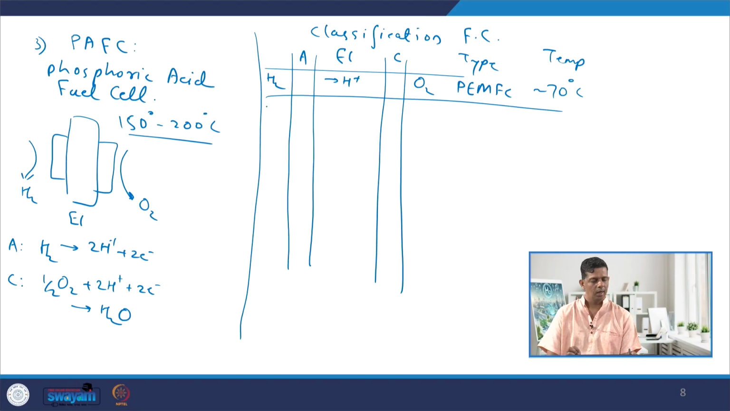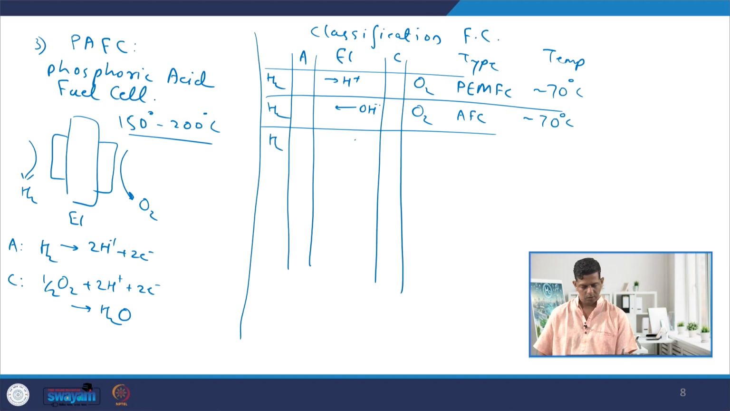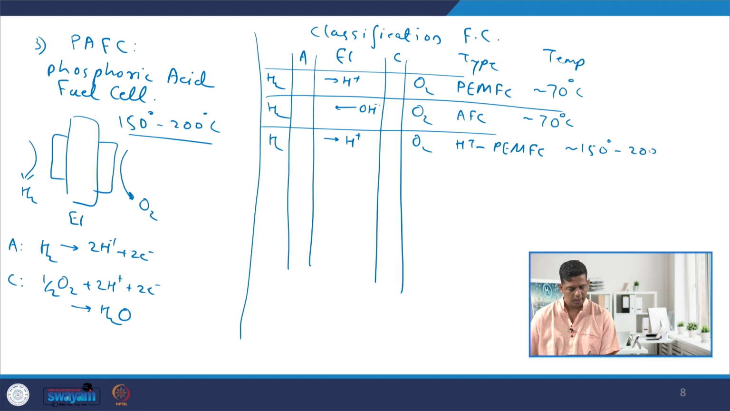In the case of the alkaline fuel cell, it is H2 and O2. The OH minus shuttles between the cathode and anode. So, OH minus goes from O2 to H2. This is the alkaline fuel cell, which also typically operates at 70 degrees Celsius. Then we have the high temperature fuel cell, with H2 and O2, and H plus ions shuttling between anode and cathode. This is the high temperature PEM fuel cell, which typically operates around 150 to 200 degrees Celsius.